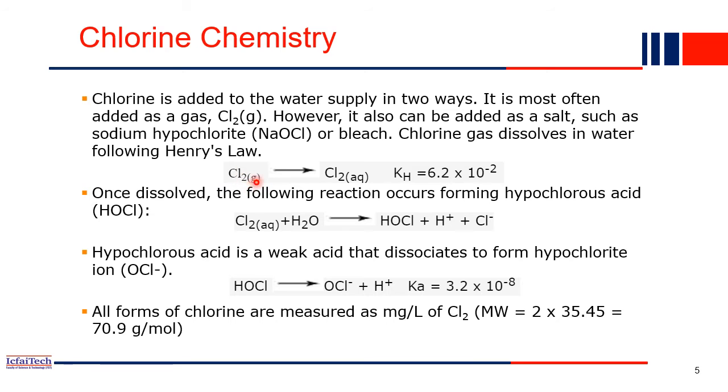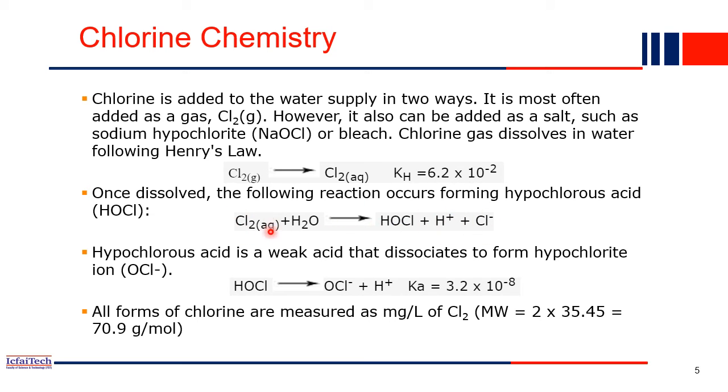If you add chlorine into the water in gaseous form, it will dissolve into the water, so Cl2 in aqueous form, basically. This is the reaction that takes place initially. Once the chlorine is dissolved into the water, it will react with the water and create hypochlorous acid, HOCl plus H plus Cl minus.